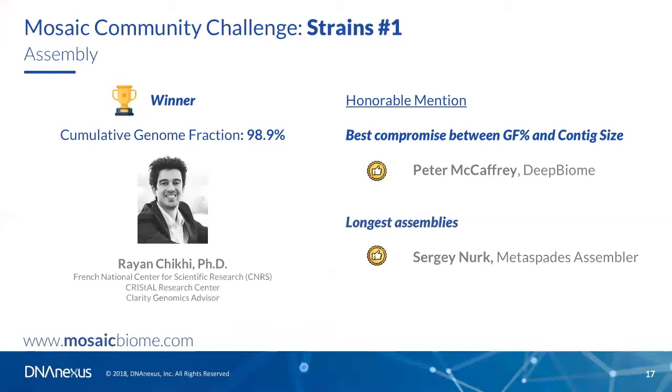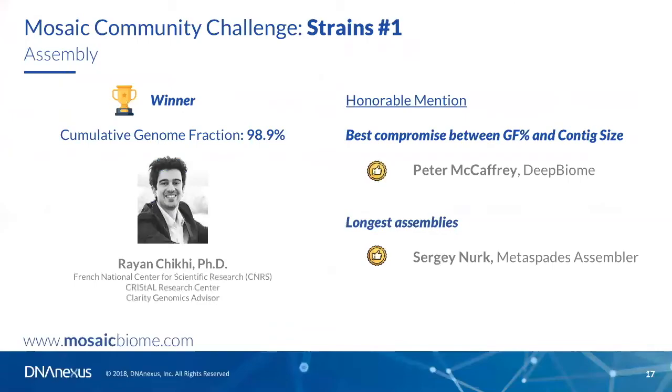I should also just mention here that we made some choices as Mosaic developers to focus on specific metrics. When we were setting up this challenge, it was very difficult trying to decide how to evaluate it because there are so many different ways that the community uses assembly. And what we decided in the end is to just evaluate the genome fraction.